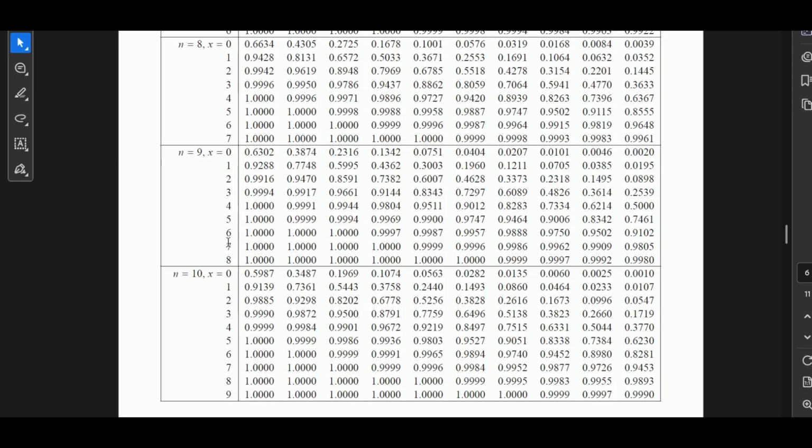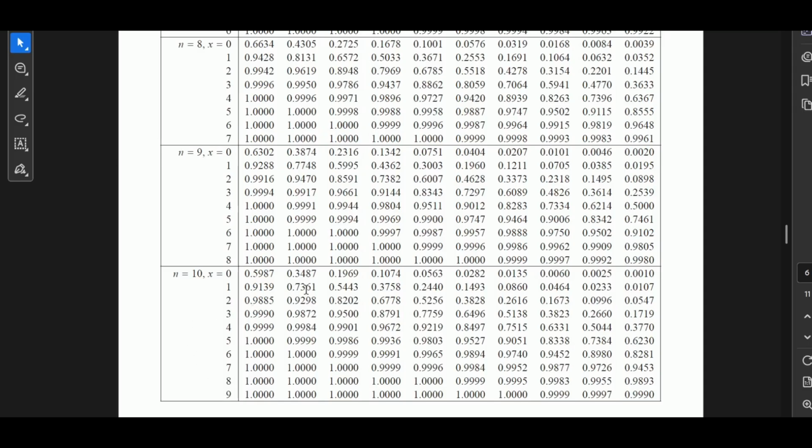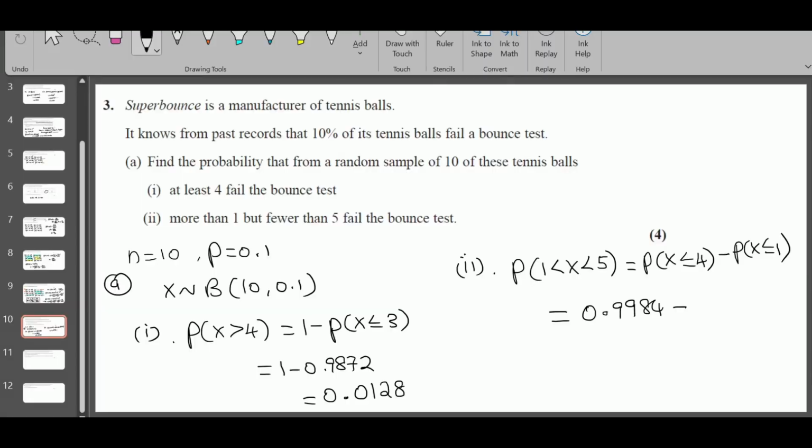Here, 4 and 1. Take the values for 4 and 1. For 4, it's 0.9984 minus. For 1, it's 0.7361. So 3, 2, 9 minus 3 is 6, 9 minus 7 is 2. That's the answer.